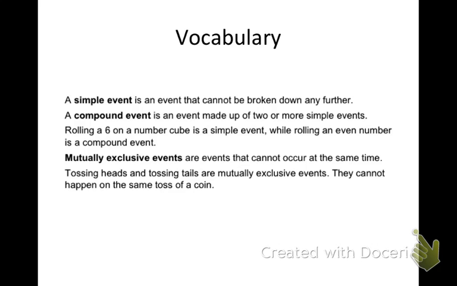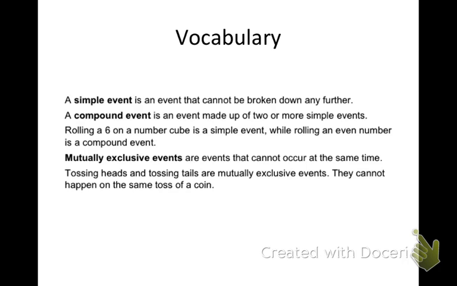Just have that memory. A couple things here first before we get started. Vocabulary. A simple event is an event that cannot be broken down any further. For example, rolling a 3 on a number cube is a simple event. It's just your basic probabilities. Those are simple events. A compound event is an event made up of two or more simple events. For example, rolling a 6 on a number cube is a simple event. Rolling an even number is a compound event because there's multiple things going on there.